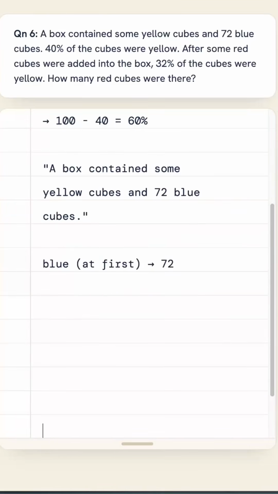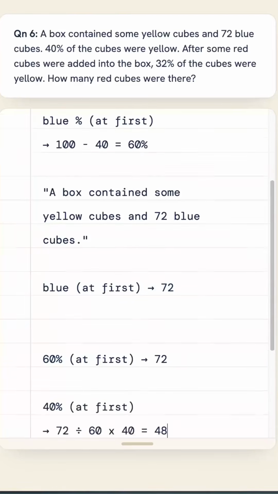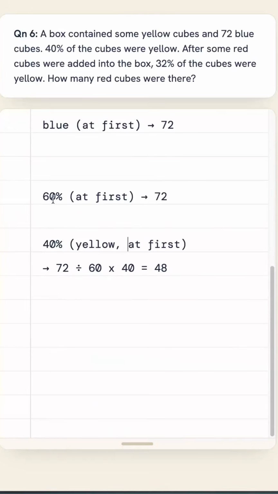Then, since the blue percentage and the blue at first are the same, that means 60% at first is 72. So we want to calculate the yellow as well, which is 40%, and that will be 72 divided by 60 times 40, which is 48.